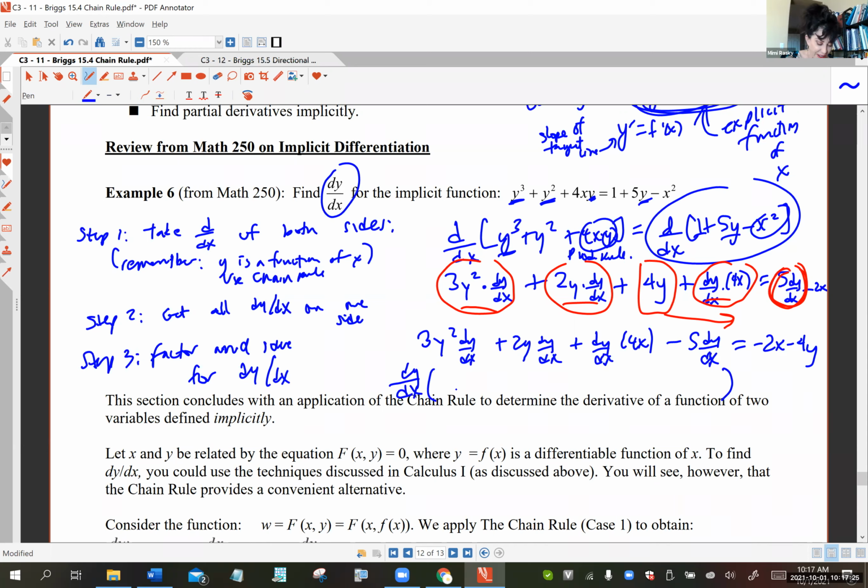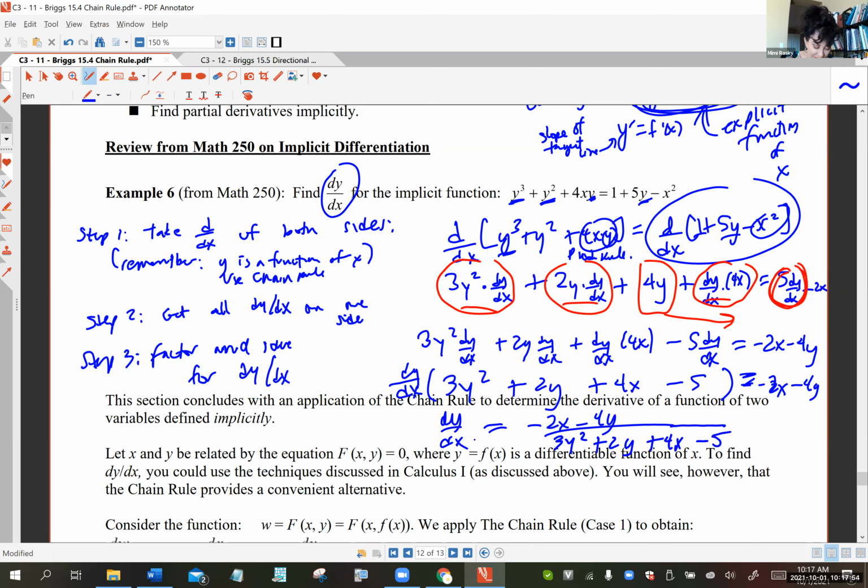If I factor him out from those terms, the other factor is going to be this big old expression, 3y squared plus 2y plus 4x minus 5. And that's still equal to the right-hand side, which is negative 2x minus 4y. And then the very last step is just divide both sides of the equation by that big old expression, 3y squared plus 2y plus 4x minus 5. And I'm done.